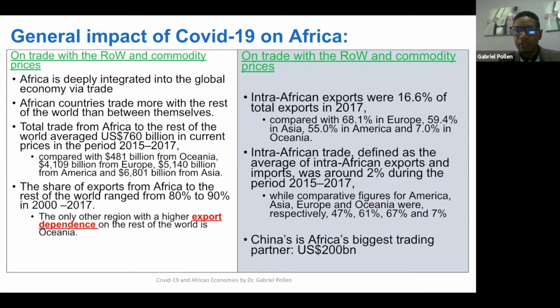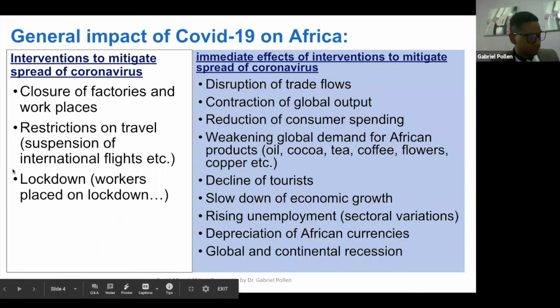But if we look at intra-African exports, it's only 16% of the total exports for the year 2017, compared with Europe within itself, which is exporting around 68%, and then over 55% in the Americas. So intra-African trade, which we define as the average of intra-African exports and imports, was only around 2% during 2015 to 2017. But then if we comparatively look at what other regions are doing in terms of trading within themselves, we see that they're substantially higher than Africa. So China turns out to be Africa's largest trading partner, over $200 billion worth of trade with the continent. Next slide, please.